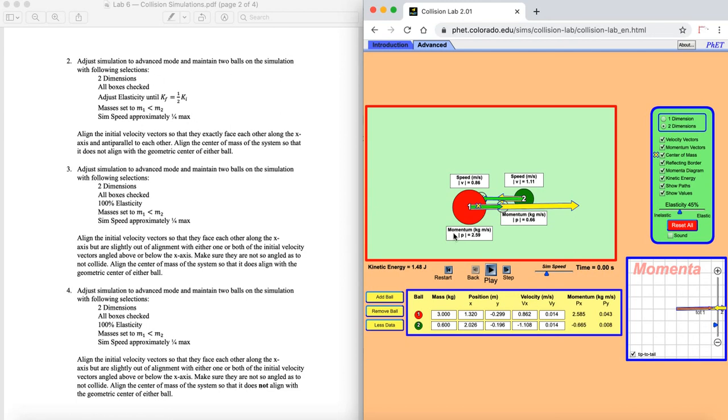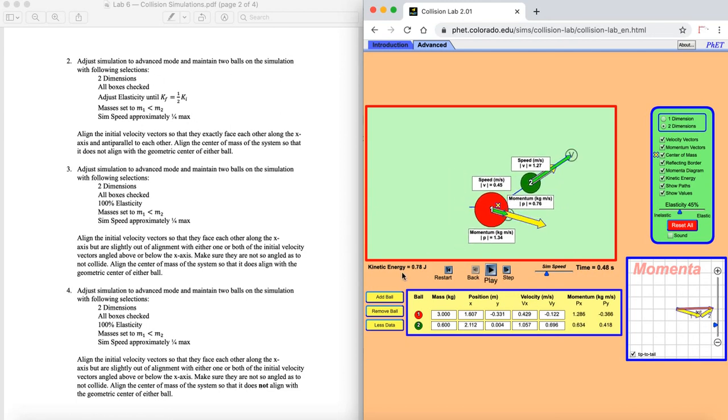Otherwise, procedure 2 is identical to procedure 1. So you do the same thing. You look for 3 final states and definitely record that final kinetic energy and calculate it based on the velocities and masses after the collision. Okay, so that's 2. What about 3?